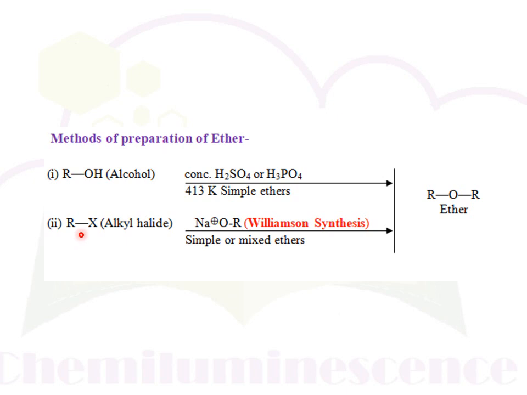While the second method is from alkyl halide by Williamson synthesis. When alkyl halide is treated with sodium alkoxide or sodium phenoxide, it undergoes SN2 mechanism and gives simple as well as mixed ether. This reaction is called Williamson synthesis.